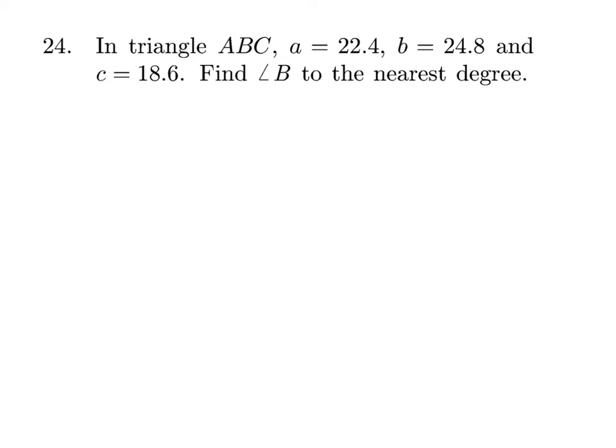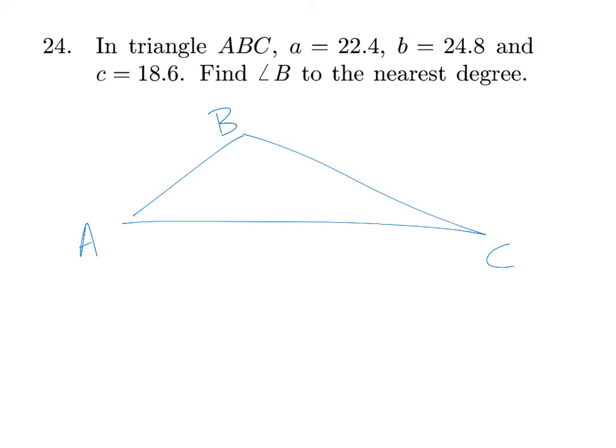All right, in triangle ABC, all right, same situation as number 23. All right, here I have little a is 22.4, little b is 24.8, and little c is 18.6. Alrighty, so find measurement of angle B to the nearest degree. All right, B this time.